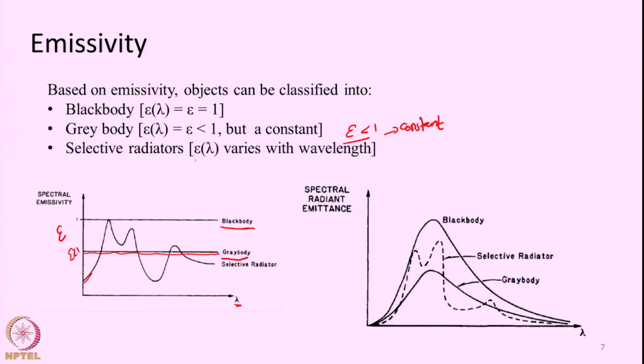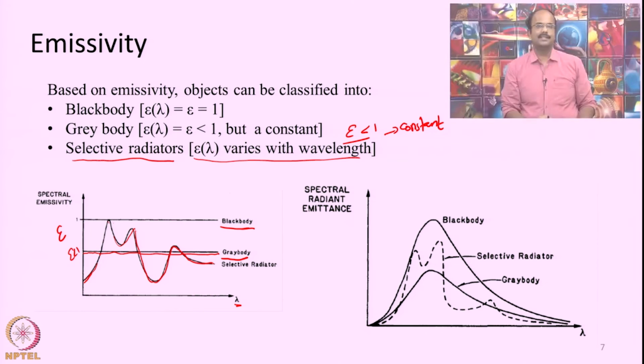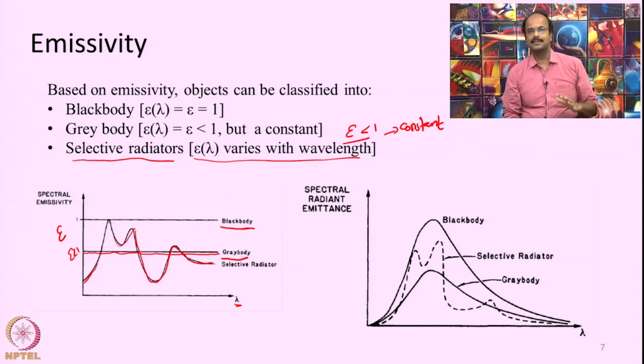and there are a certain class of objects for which emissivity will vary, it will not be a constant, it will vary with wavelength, and such objects are called selective radiators. An example is given here, this line that has a varying emissivity value with wavelength. So, most of the earth surface features are selective radiators. Maybe as an example for a grey body we can say a calm deep water body without any disturbance.